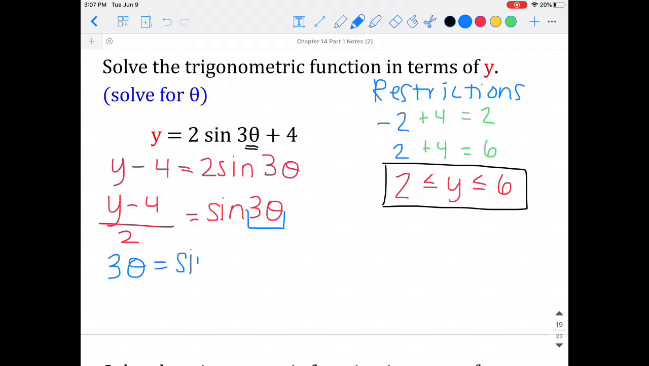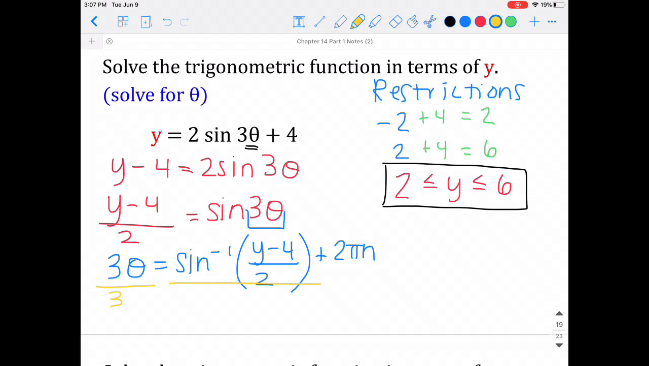So we have inverse sine of (y minus 4) over 2. That's very important. You're taking the inverse first, and you're leaving theta with whatever it's being multiplied by. Now, I didn't specify in the instructions, but we are looking for the complete solution. So again, we have to add 2 pi n to this equation in order to get all of our solutions, our infinitely many solutions.